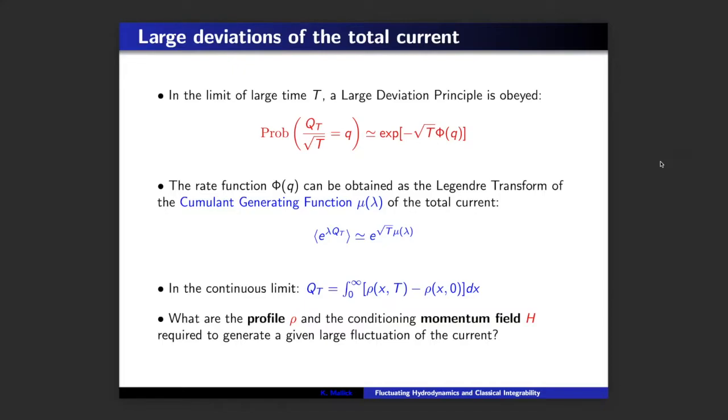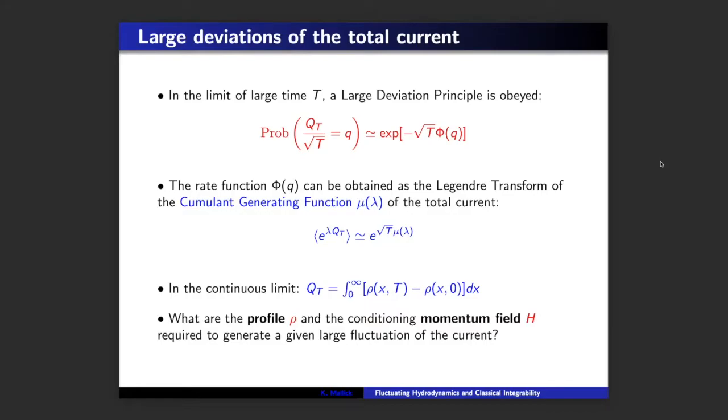We can also try to compute the characteristic function of this random variable. And this characteristic function of this random variable in the large time limit behaves like e to the square root of t mu of lambda. Yesterday I used some e of lambda, if you remember. Today it is mu of lambda. And the large deviation function phi and the cumulant generating function mu are related by Legendre transform. This is really the usual thing. Once you play with it a few times, it becomes almost something you can do blindly.